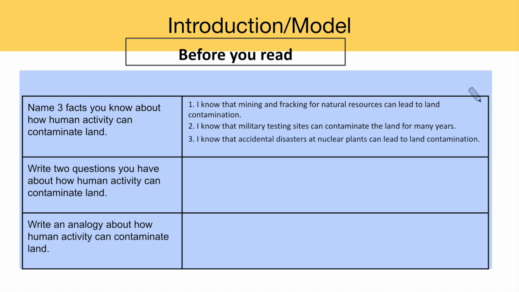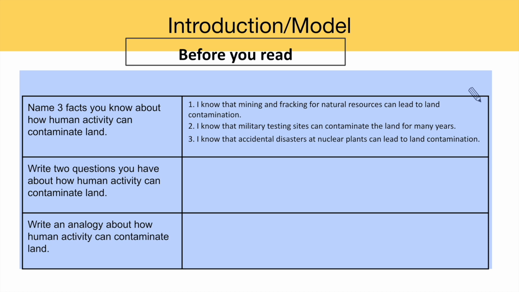And finally, I know that accidental disasters at nuclear plants can lead to land contamination. One of the most famous nuclear disasters happened in 1986 in Chernobyl, but a more recent one happened in Japan because of a tsunami. So there are definitely some intentional and unintentional causes for land contamination.